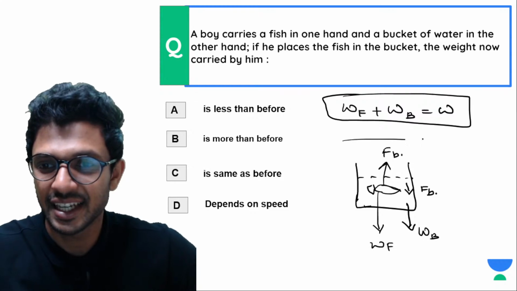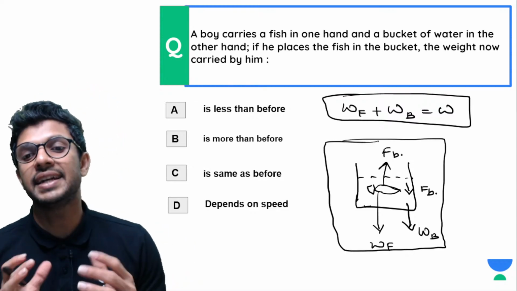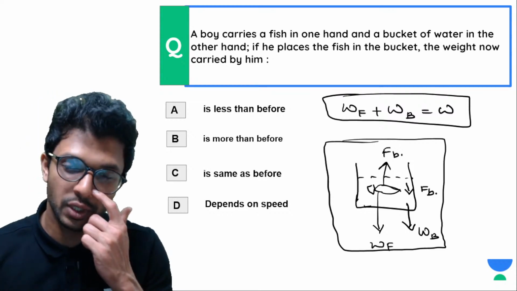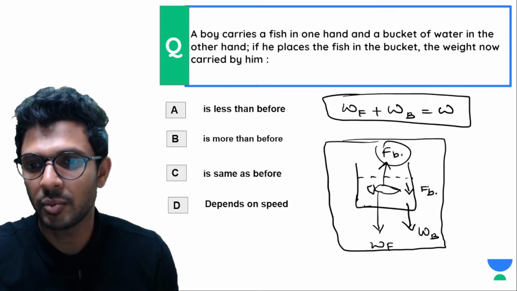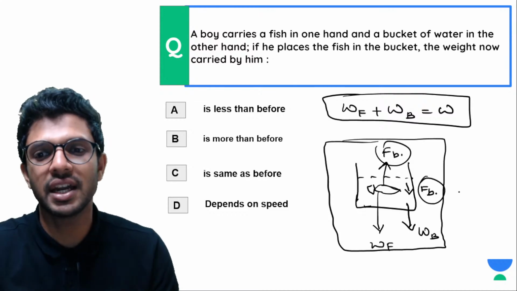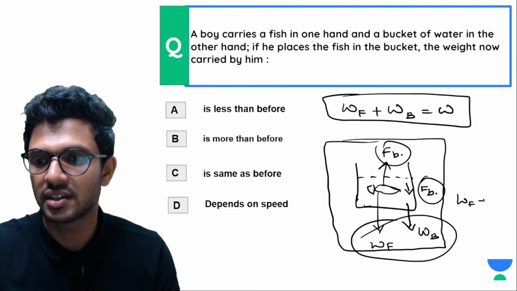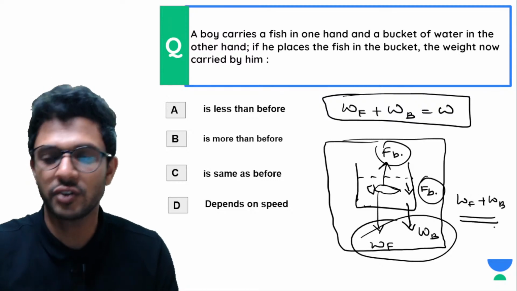Isn't it? Now, if the boy is holding this entire setup in one hand, what is the total force he experiences? The buoyant upward and downward forces will cancel, isn't it? Upward and downward buoyant force will be cancelled and what we have is the weight of the fish plus the weight of the bucket itself.